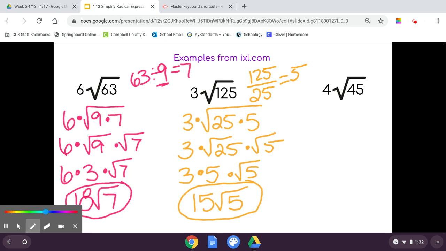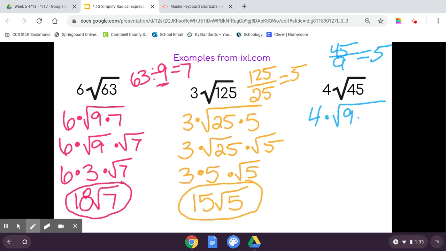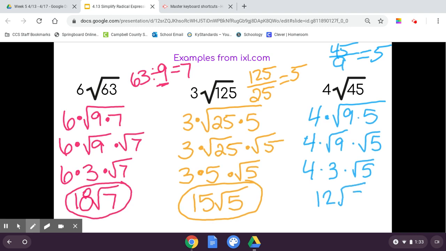Remember, if you want to try it on your own, go ahead and pause it, do it out, and then check your work when you're done. So 45 is divisible by 9, which is our perfect square, and that gives us 5. So this can be written as 4 times the square root of 9 times 5, which if I separate that out, looks like this. And then 4 times 3, because that's the square root of 9, times the square root of 5, that's irrational, we leave it, is 12 square root of 5.